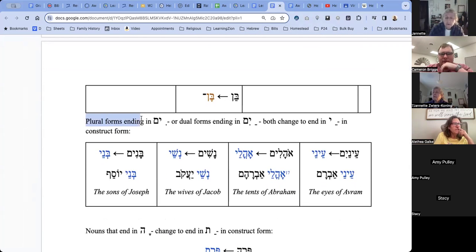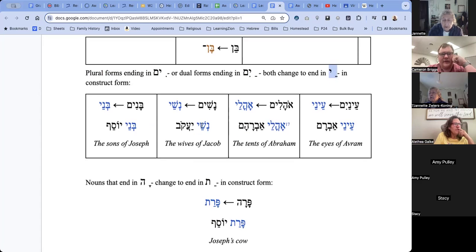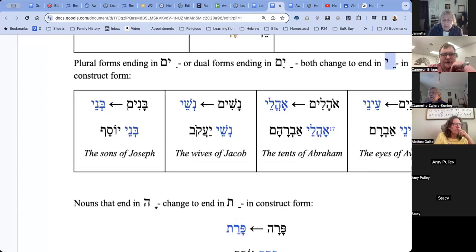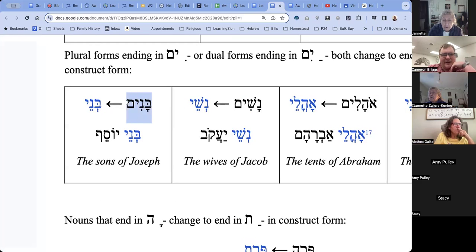All right, so plural forms ending in im or dual forms ending in yim both change the ending to a for these forms. So banim, bnei, bnei Yosef. Nashim, nashe, nashe Yaakov.